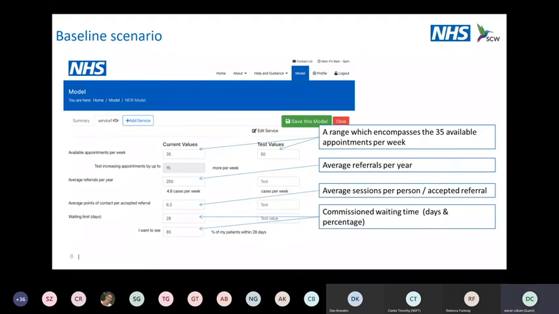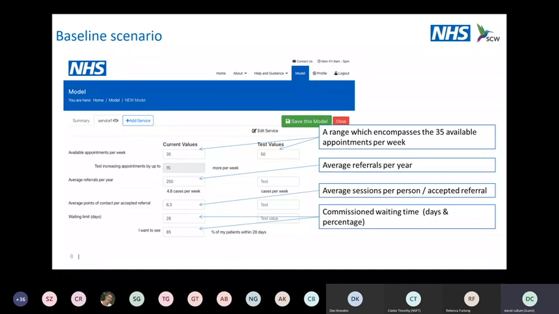The average referrals per year are 250, and that comes out at 4.8 cases per week. The average points of contact per accepted referral, remember including a 10% DNA rate here, is 6.3. The waiting limit in days, 28. And the proportion you want to see within that 28 days, 85. So really, we've had to know about the 250 average referrals per year, and we've had to work out from those 250 referrals per year what's the average number of contacts on a completed pathway. And really, those are the only two numbers that you need to be able to run this model.